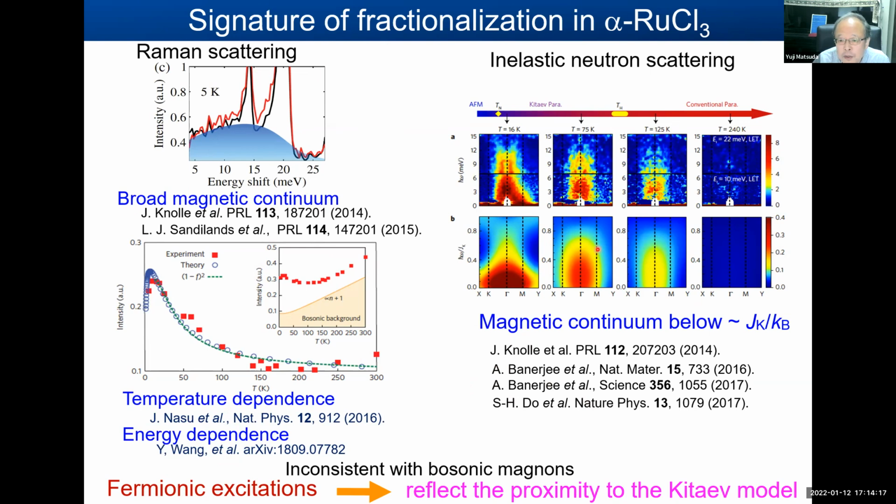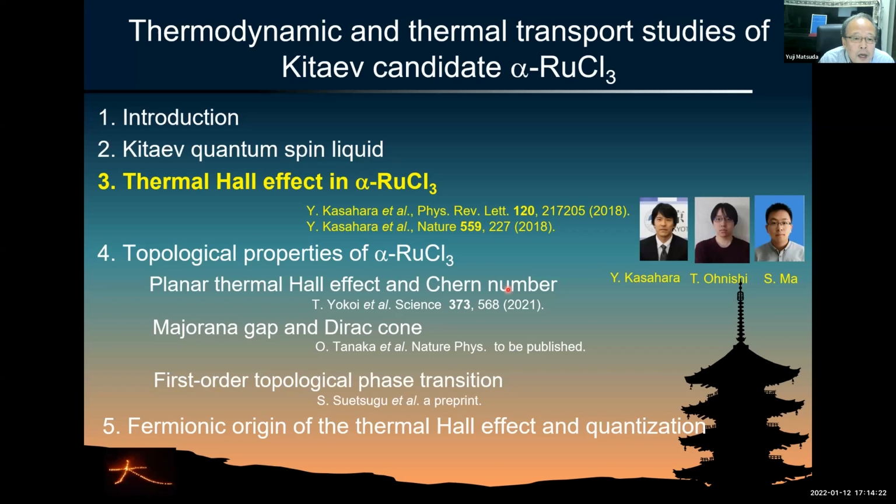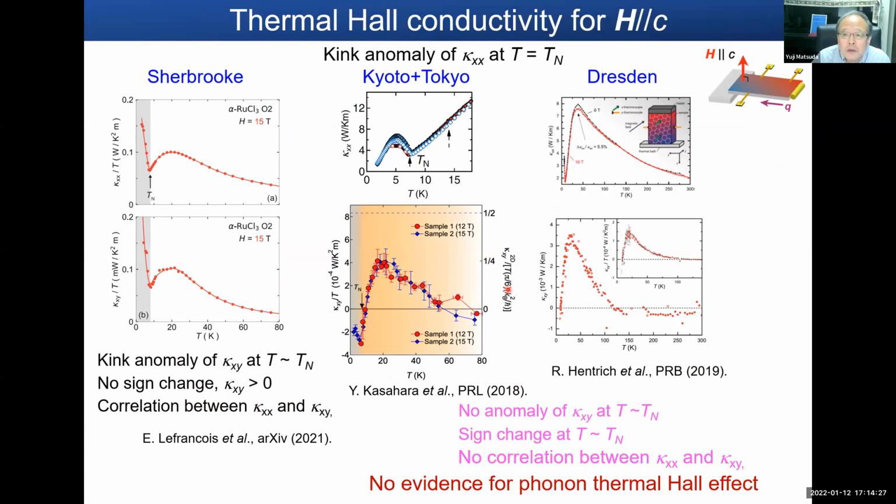Okay, next, let me discuss the thermal Hall effect in alpha-RuCl3. Here, the thermal Hall effect in magnetic field parallel to the c-axis has been measured by three groups: the Chevrolet group and a joint group of Kyoto and Tokyo, and the Dresden group. The upper figures show kappa xx, the thermal conductivity. All groups report the kink anomaly of kappa xx at the Néel temperature. And below the Néel temperature, thermal conductivity increases rapidly.